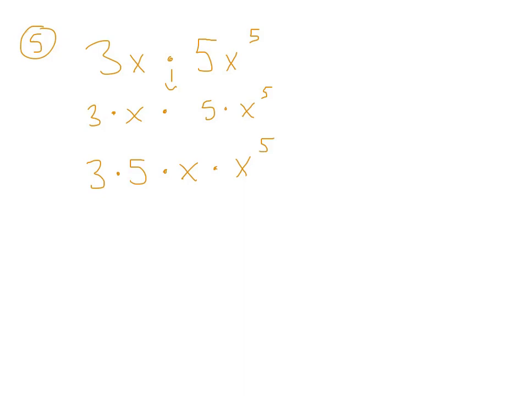All right? So now I can evaluate 3 times 5, which of course gives me 15, and here x times x to the 5th. Well, remember, these have the same base, x and x. So I keep the base.